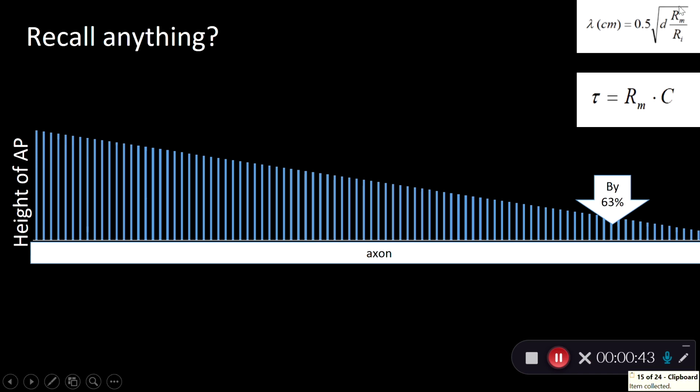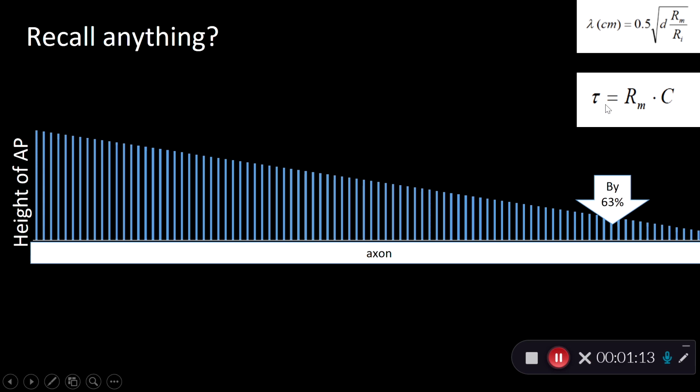Alright, here's the equation that we've been talking about in Module 3. Do you recall that? Okay, so what did the first equation tell you? This is the length constant, right? So the length constant is the distance that the action potential travels from its original height to 37% of the original height, dropped by 63%, right? So the distance from this point to this point, we call that the length constant.